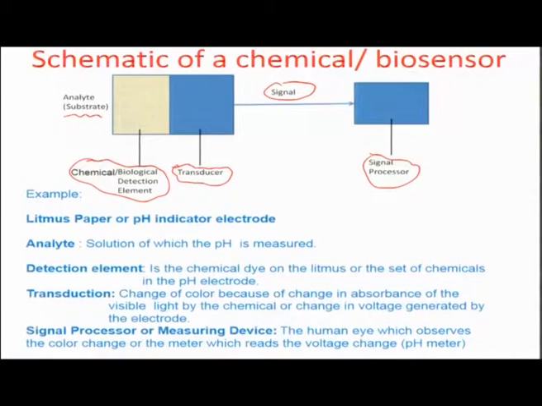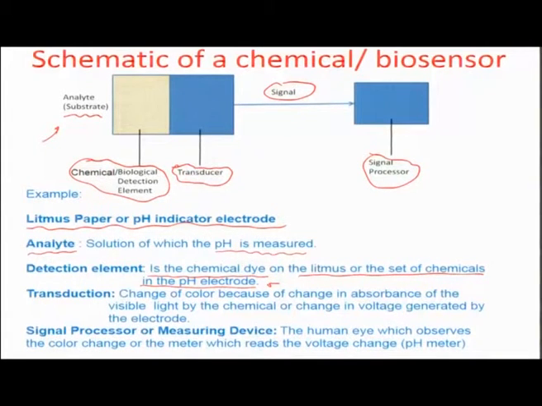I explained how a litmus paper or a pH indicator can serve as a sensor, because almost all the components in the sensing model come in. For example, there is an analyte; in this case it is a solution whose pH needs to be measured. So, we are referring to hydrogen ions as the principal analyte we are looking for. For this there has to be a detection element. In this particular case it is a chemical dye on the litmus paper which changes color as it touches and mixes with the hydrogen ions.